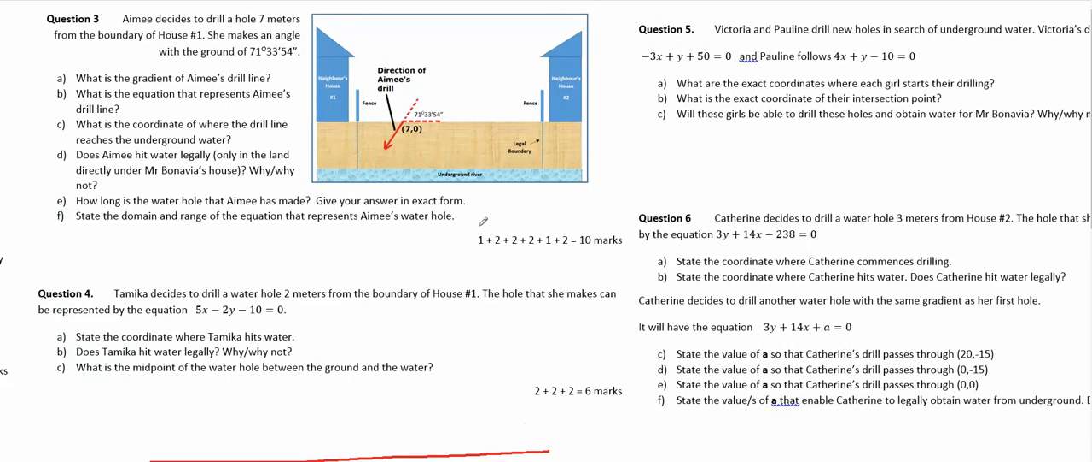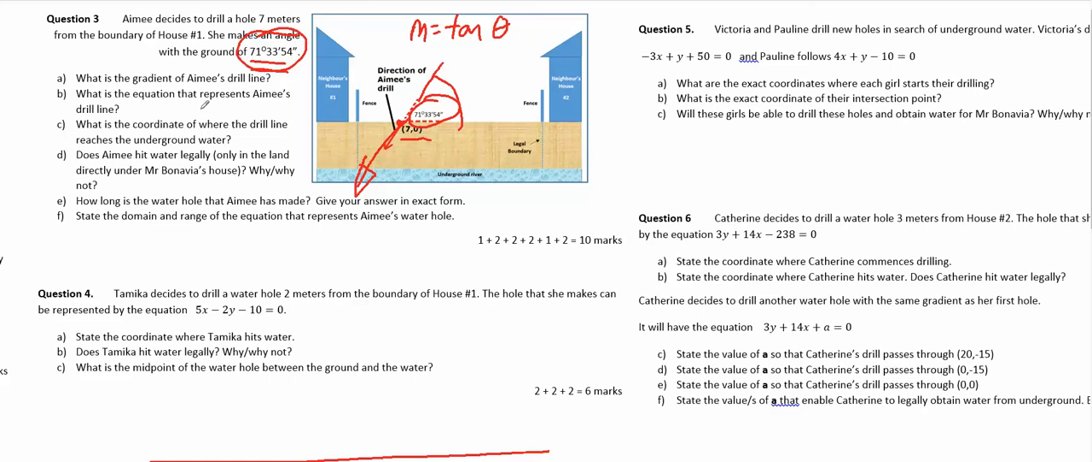Question number 3. Amy decides, this is Amy, she's drilling her hole this way. She decides to drill a hole 7 metres from the boundary. So where she starts drilling is at 7, 0. And she drills at this angle here. What's the gradient of Amy's drill line? Well, this is Amy's drill line, and Amy's drill line is on this angle. I know that the gradient is the tan of theta, and theta in this particular case is this angle.